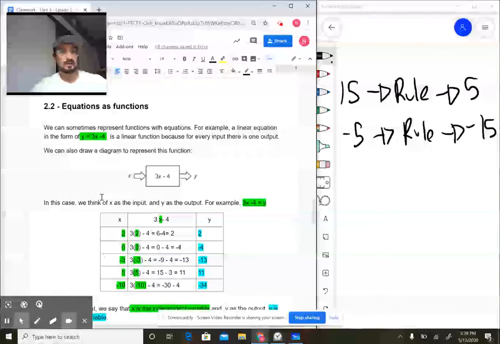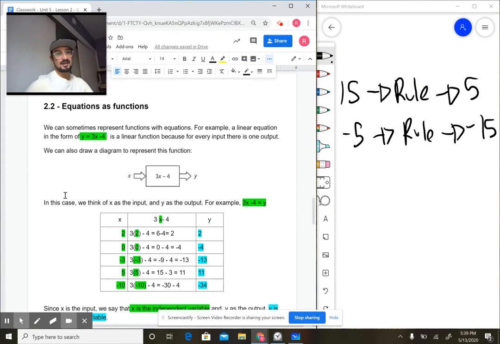Okay. So our last section is 2.2, equations as functions. So we can represent functions with equations. For example, a linear equation in the form of y equals 3x minus 4 is a linear function because for every output there is one input.